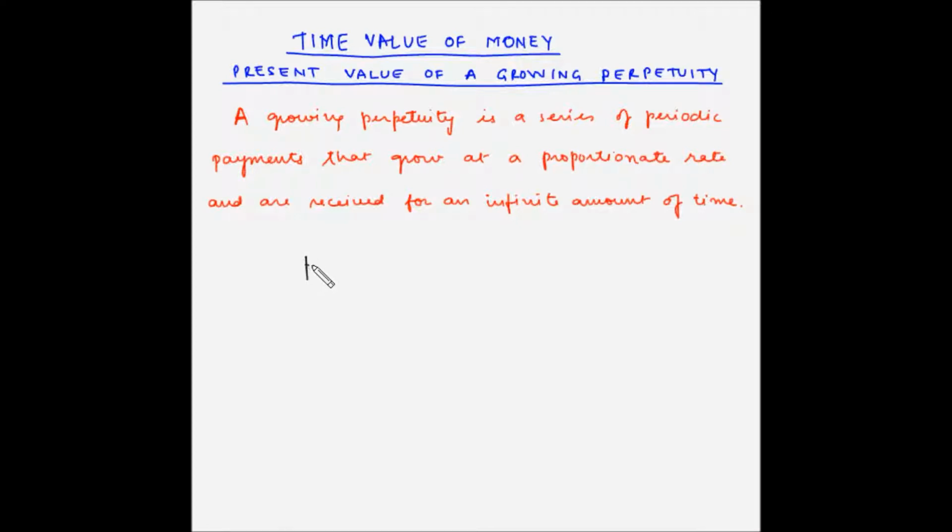So let me draw a growing perpetuity on a time scale. 0, 1, 2, 3, 4 and so on. This will keep on going up to infinity. Now let's say the first payment is A. The second will be A into (1 + g), where g is the growth rate. The third will be A into (1 + g)^2. Fourth will be A into (1 + g)^3, and so on.